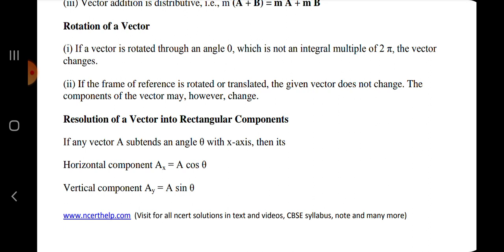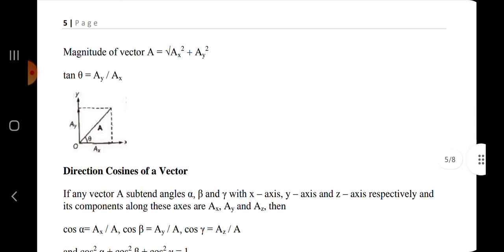Resolution of a vector into rectangular components. If any vector A subtends an angle theta with x-axis, then its horizontal component ax is equal to a cos theta and vertical component ay is equal to a sin theta.